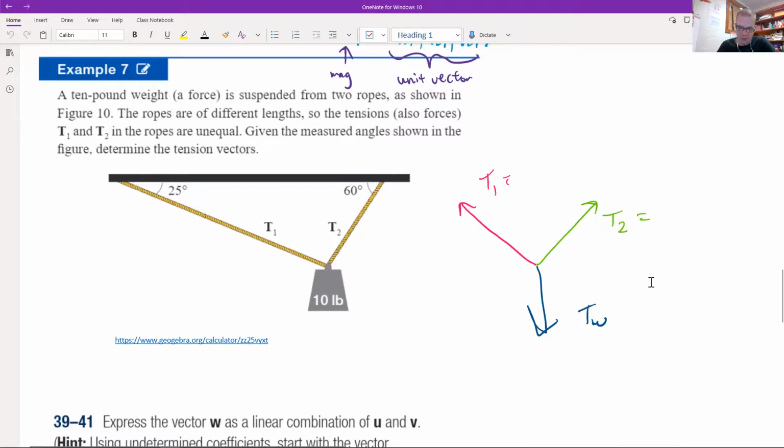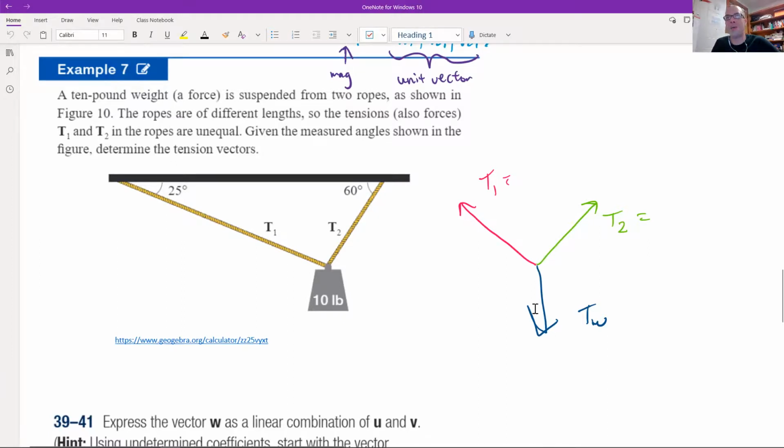The one that you will do many more of if you are a mechanical engineer. A 10-pound weight is suspended from 2 ropes, as shown in figure 10. The ropes are different lengths, so the tensions and forces, T1 and T2, in the ropes are unequal. Given the measured angles shown in the figure, determine the tension vectors. Okay, so the idea here is I'm drawing what's kind of like a free body diagram, at least a mathematician's version of a free body diagram.